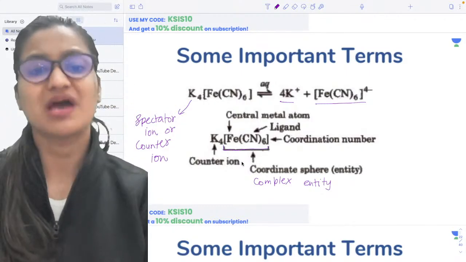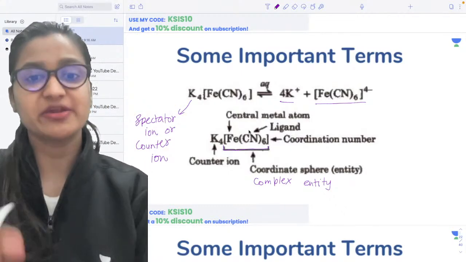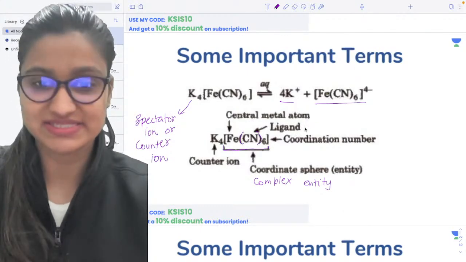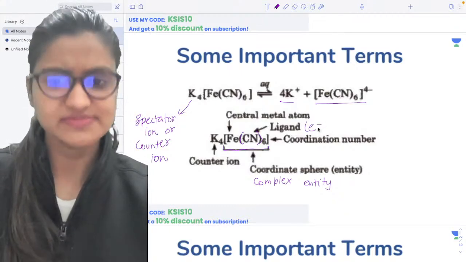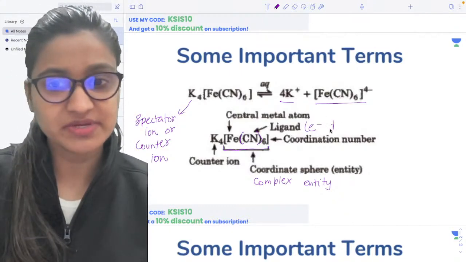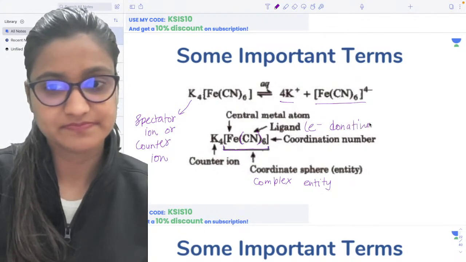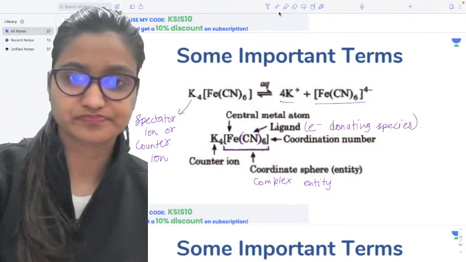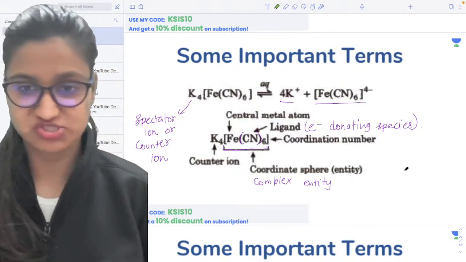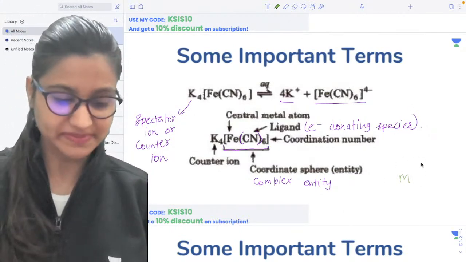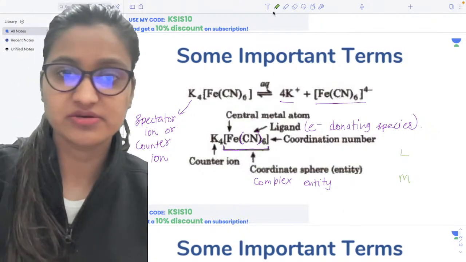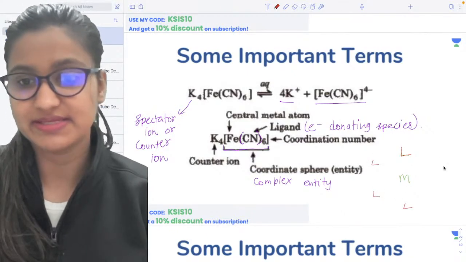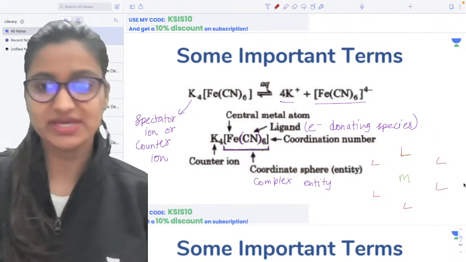Now, in the square bracket, something which is written in the normal brackets, these are ligands. I told you already that ligands are nothing but electron donating species. So let me tell you, if here is a metal atom, and suppose in this way we have ligands attached. Here ligand, ligand, ligand, ligand, ligand, ligand. In this way the ligands are attached.